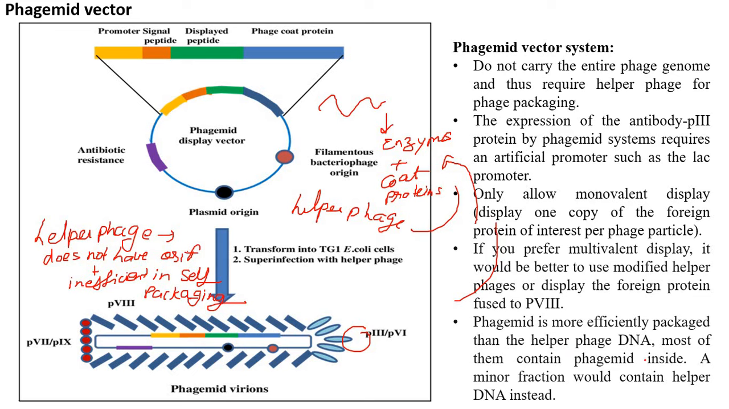Plasmid is more efficiently packaged than the helper phage DNA. Most of them contain the plasmid inside. A minor fraction would contain the helper DNA inside. When you are superinfecting these cells with the helper phage, the chances of packaging of the helper DNA are less because of its large size. So most of the virions will contain a plasmid DNA. And the minor fraction may contain the helper phage DNA, but since this is large, it is difficult to package.